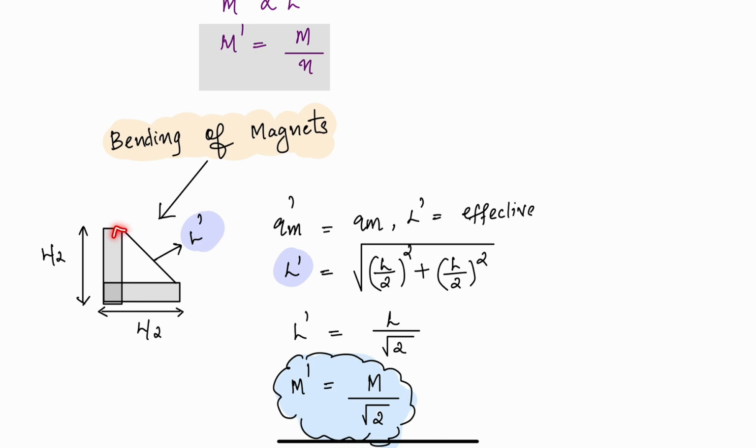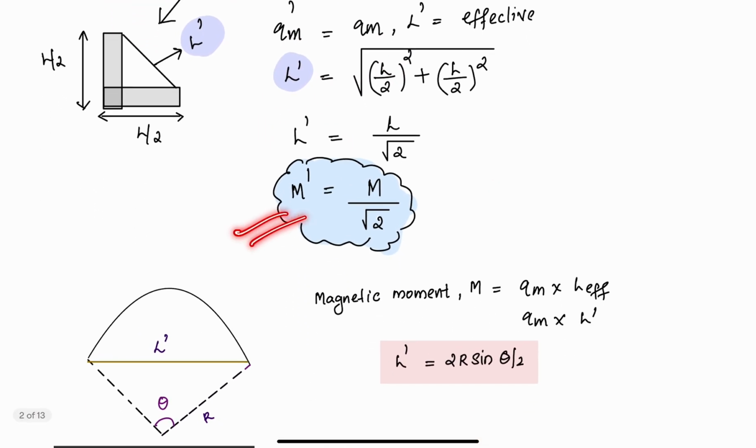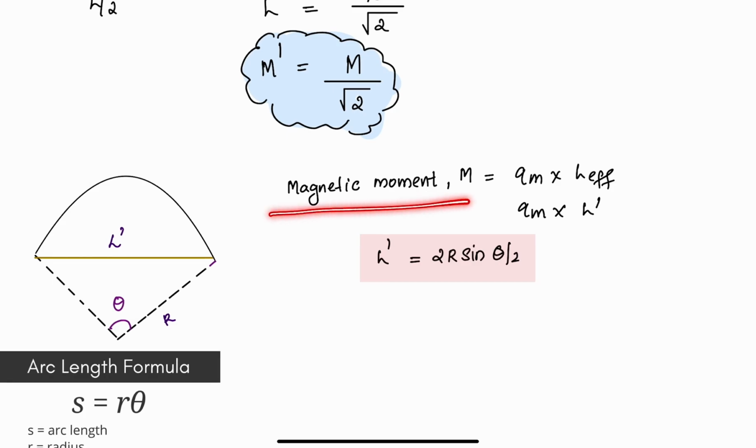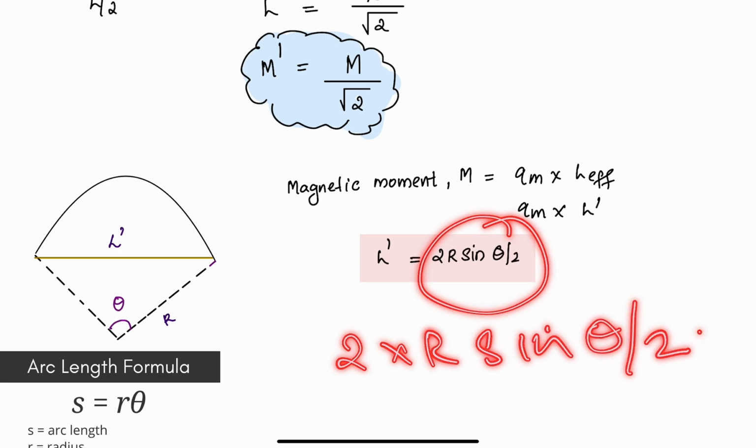Bending of magnets: then length becomes effective length. Effective length in this case is the hypotenuse. Hypotenuse is equal to root of L square plus L by 2 square plus L by 2 square, and magnetic moment is Qm into L effective. In case of an arc like this, L effective is 2r sin theta by 2, where r is the radius.